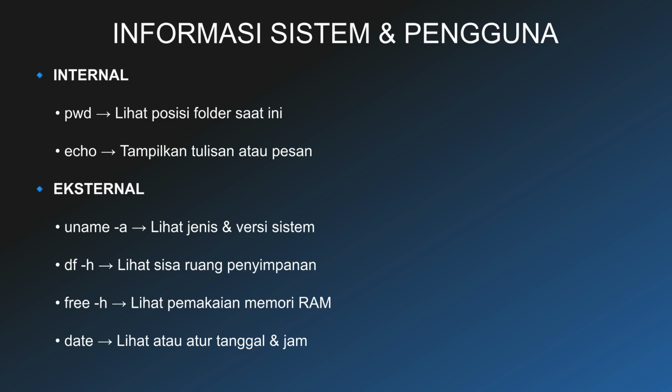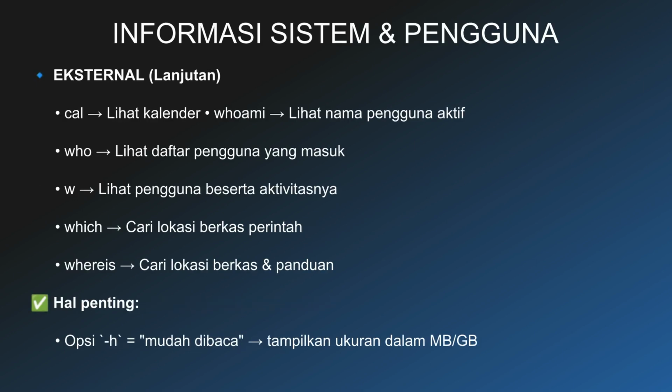text. External commands like uname, df, free, and date help you check system version, disk space, RAM usage, and time. Additional external commands include cal, whoami, who, and w for user info, plus which and whereis to locate files. Using the -h option often makes output more readable by showing file sizes in MB or GB.